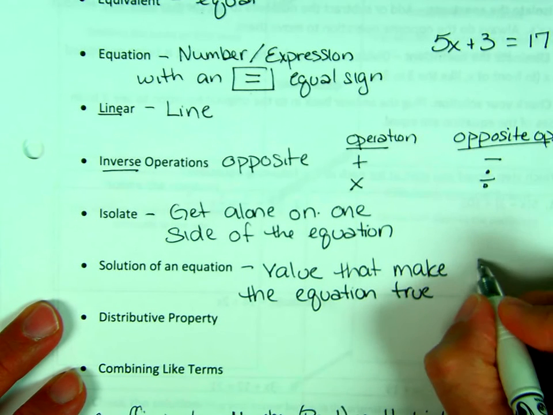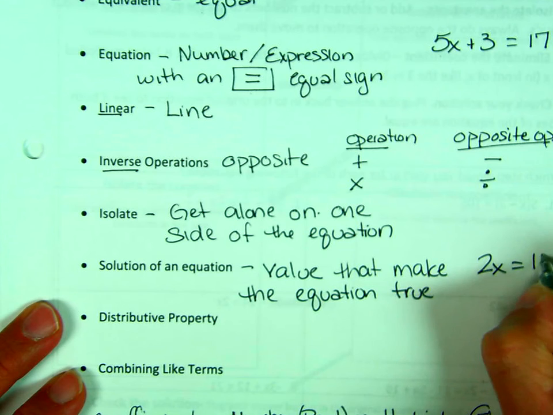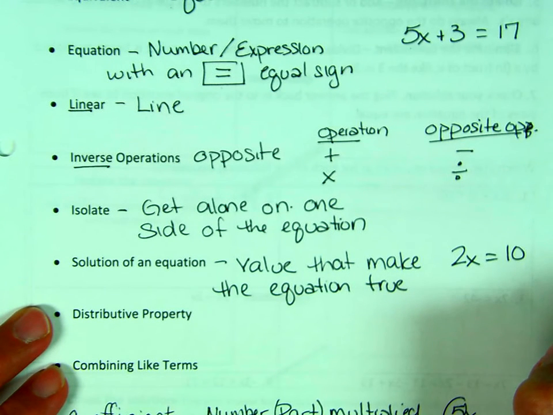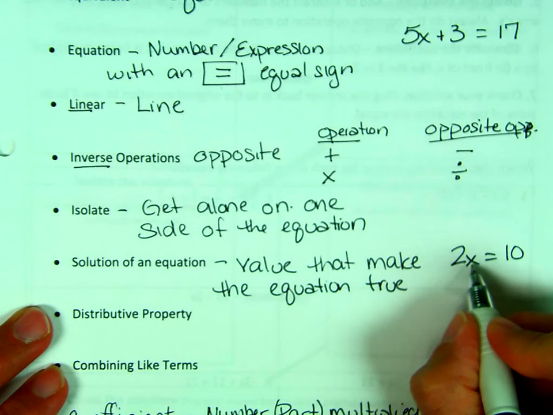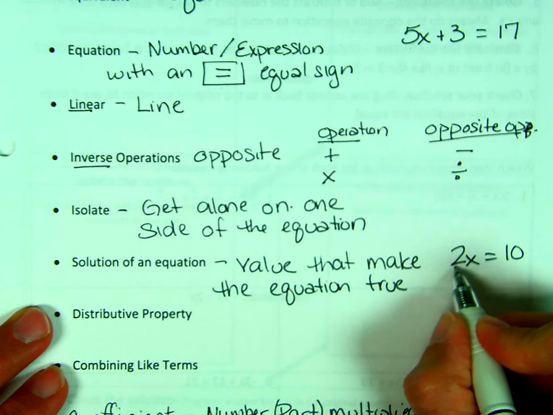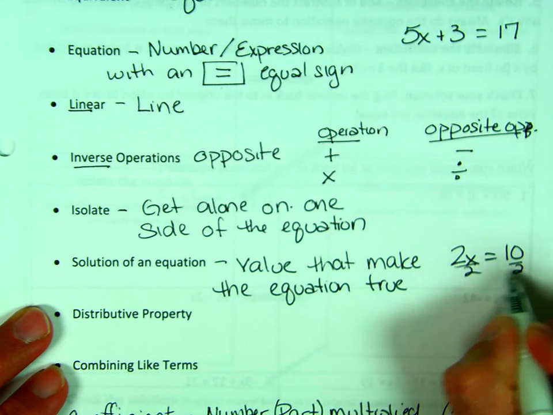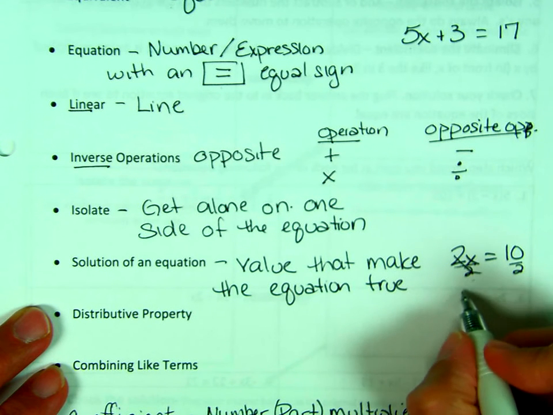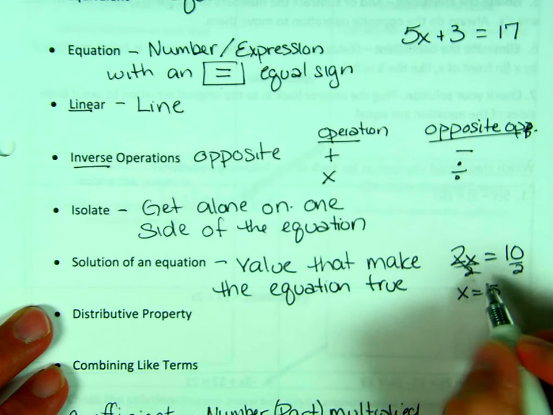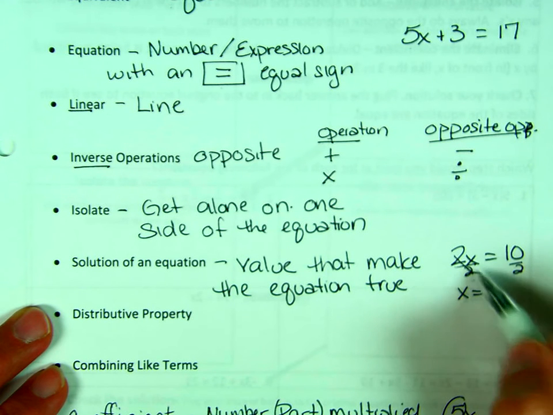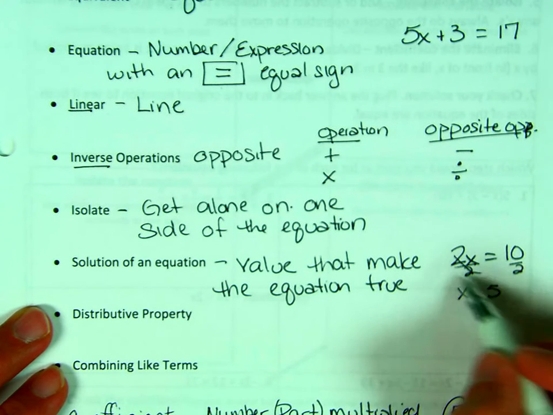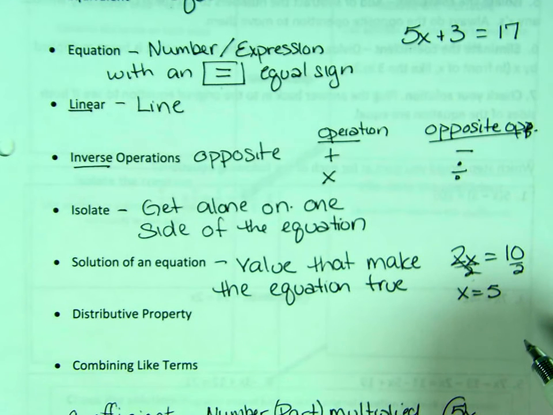So, for example, if I said 2x equals 10, the solution to that is the value of x that makes it true. So since 2 is being multiplied by x, I could divide both sides by 2 to undo the multiplication. Those are my inverse operations, so that I get x equals 5. So does 2 times 5, if x was 5, equal 10? Yes. And in a linear equation, and with the variable on one side, there will only be one answer.